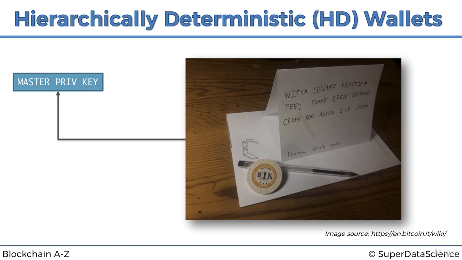And there's a reason for the mnemonic. There's a certain number of words in the English language, and when you take 12 of them, the number of possible combinations is so large that it's, again, very unlikely that two people will have the same mnemonic and therefore the same master private key.